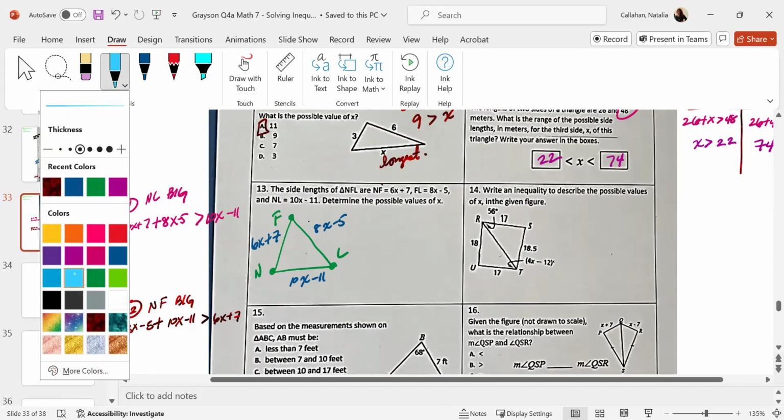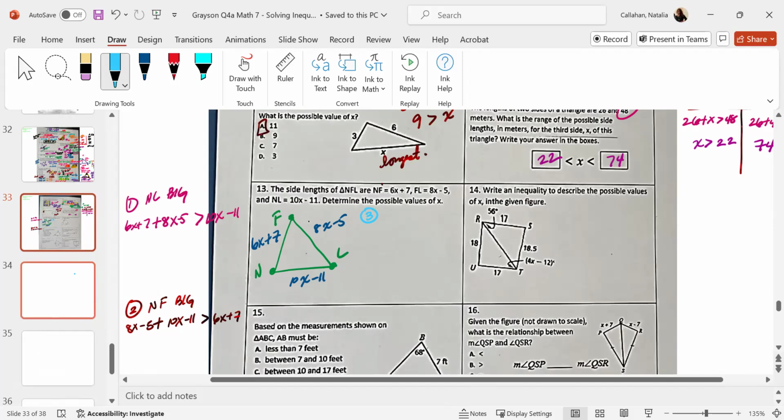What will be the third scenario? Which one have we not used as a big side yet? 8x minus 5. So FL is the big side. So you're going to do 6x plus 7 plus 10x minus 11 is greater than 8x minus 5.